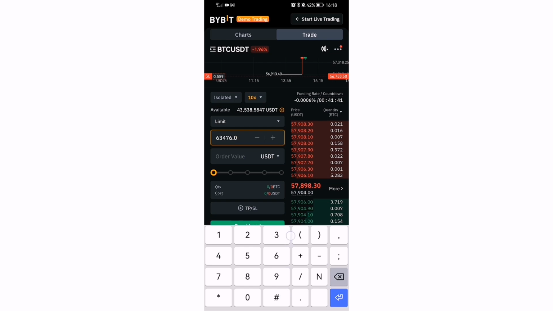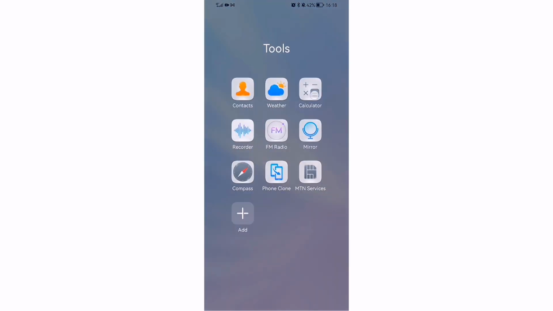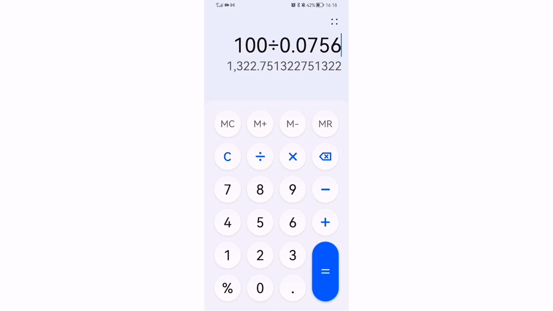So we'll just enter our entry price here. This is our entry price, and now we have to calculate our position size. You know the calculation: your stop loss percent, and then your risk amount, which is the risk amount that I'm using here. So this is the percentage of our stop loss.